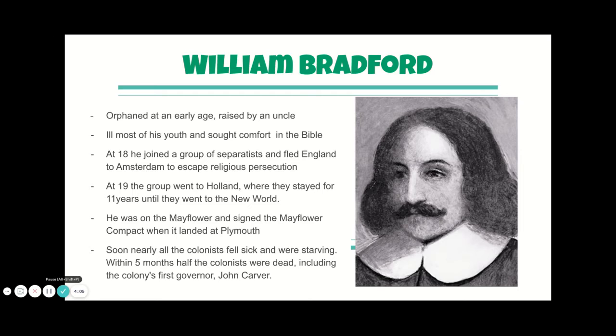Some things to know about him: he was orphaned at an early age and raised by an uncle. He was very ill in his youth, and he sought comfort in the Bible. By the time he was 18, he had joined a group of separatists. He didn't believe in the Church of England, so he fled England and went to Amsterdam to escape religious persecution. At 19, the group then went to Holland, where they stayed for 11 years until they eventually left for the New World. He was on that Mayflower.